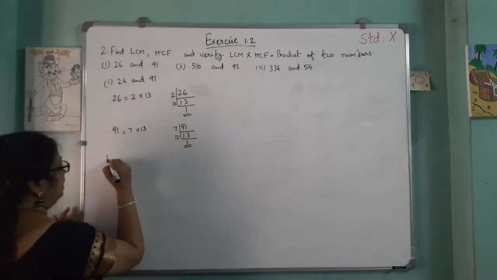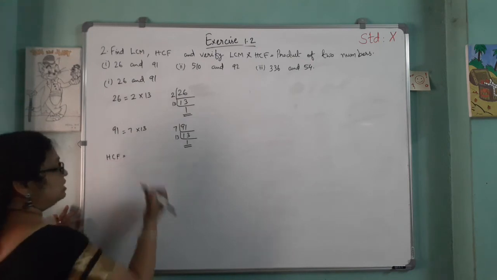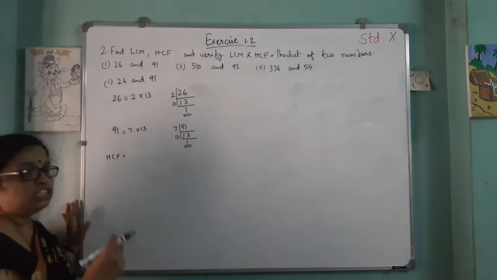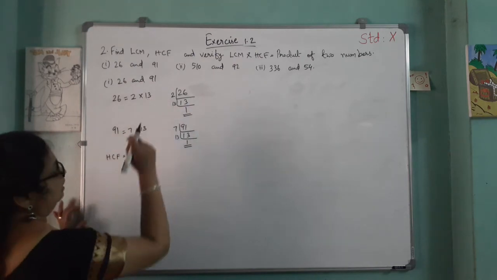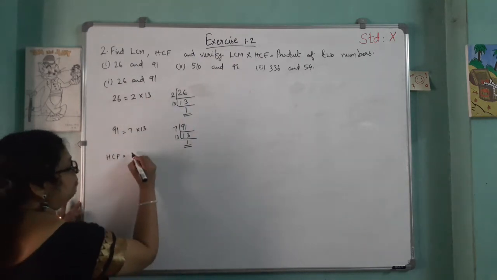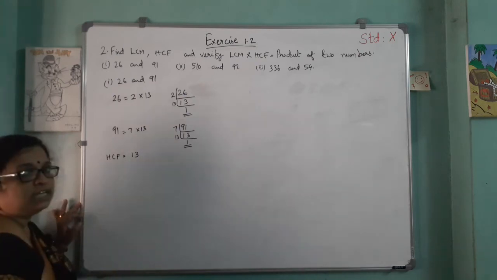Then we can write HCF. HCF is the smallest power of each common factor. Here 2, here 7, here 13, here 13. So only 13 is the common factor, so 13 is the HCF.